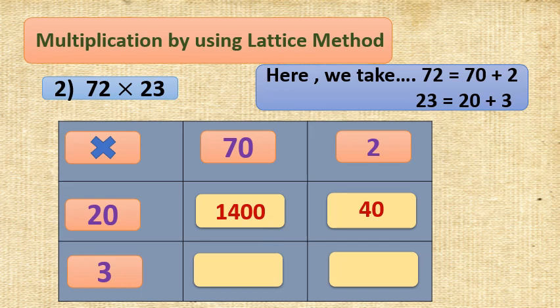Got this, students? We will move to the next row. 3 multiplied by 2, that is 6. And 3 multiplied by 70 means here 3 7s are 21 and 1 zero, that is 210. Okay. Now we will add all these numbers. Here 1400, then plus 210, then 40, then 6.